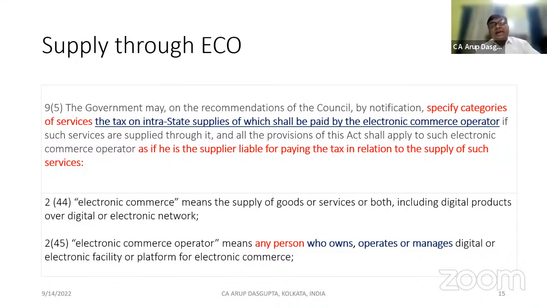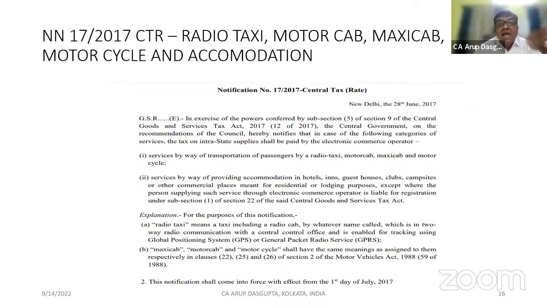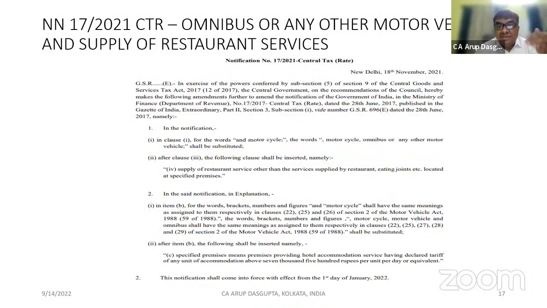So from 1st January, there was a change. 1st January 2022, there was a change. What is the change? Initially, there was radio taxi, motor cab, and maxi cab and motorcycle who have been brought into the net. In 2021, they have brought in buses and also other vehicles and restaurant services. Apart from this, what is the other change they have made? They told that now on from 1st January 2022, the supplier, say the restaurant which is supplying through Swiggy, that restaurant will not raise the invoice.